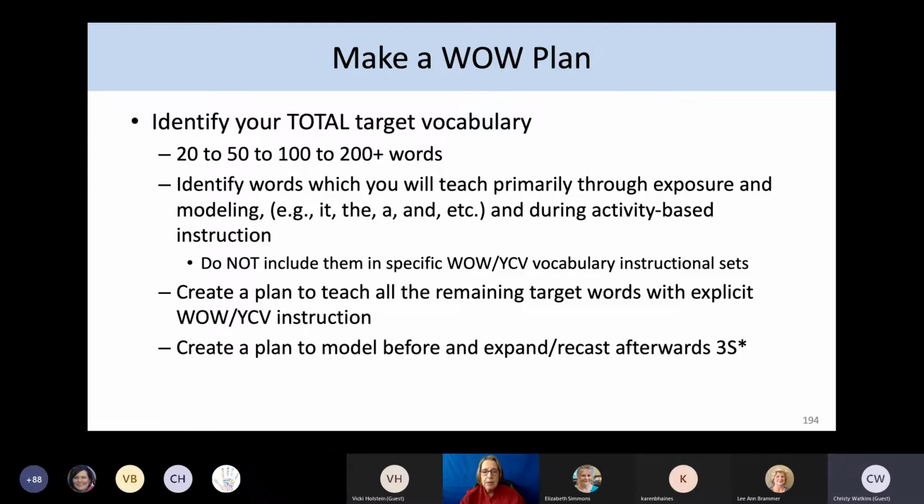So you create a plan to teach all those remaining words with explicit instruction. And you're going to always continue in your plan to model before and after and continue to use that recasting. If the kid gives you one word, you're going to recast afterwards, adding on another word, because you want to build in more syntax and sentence structure.